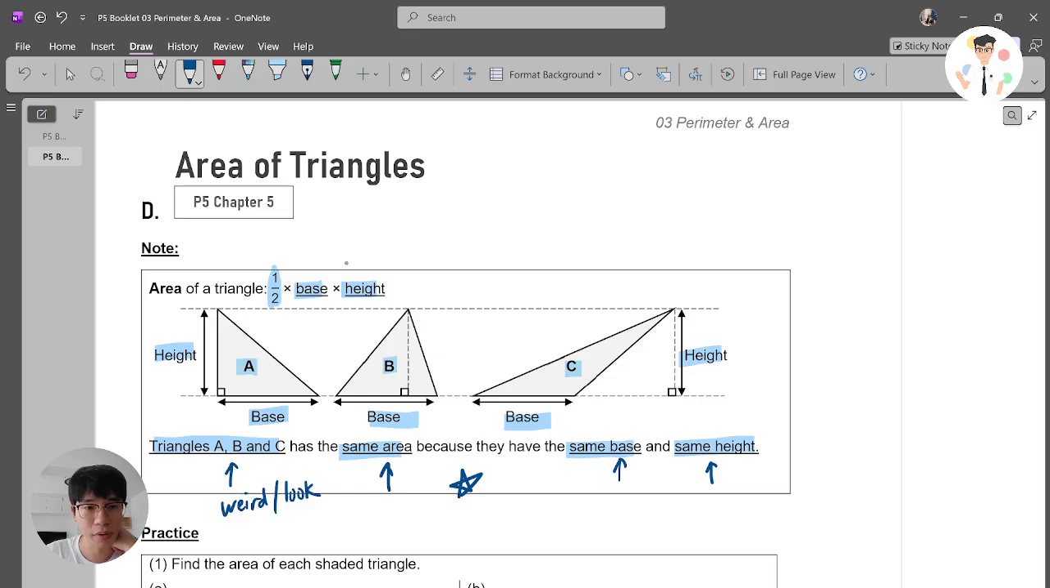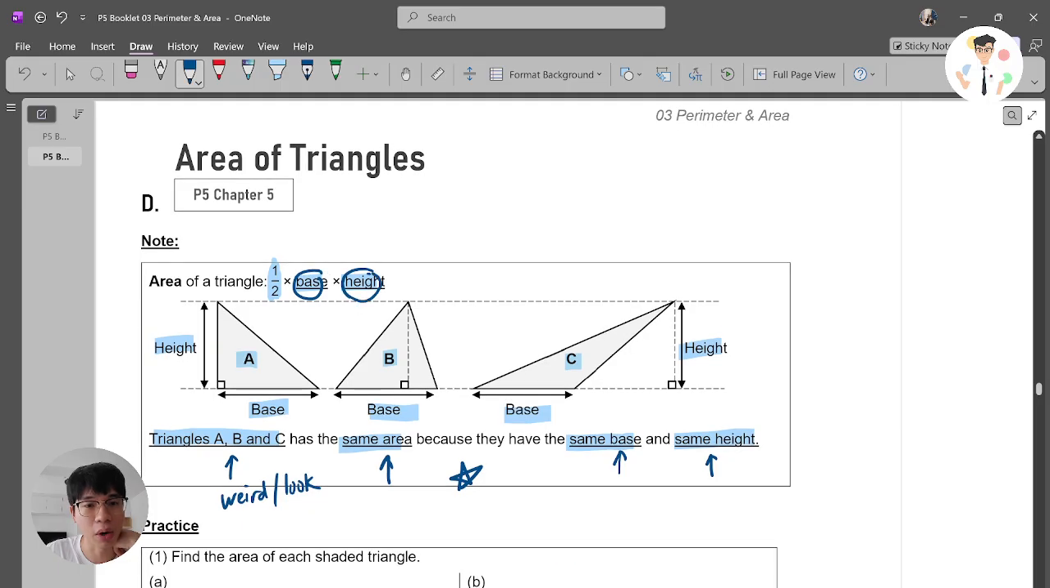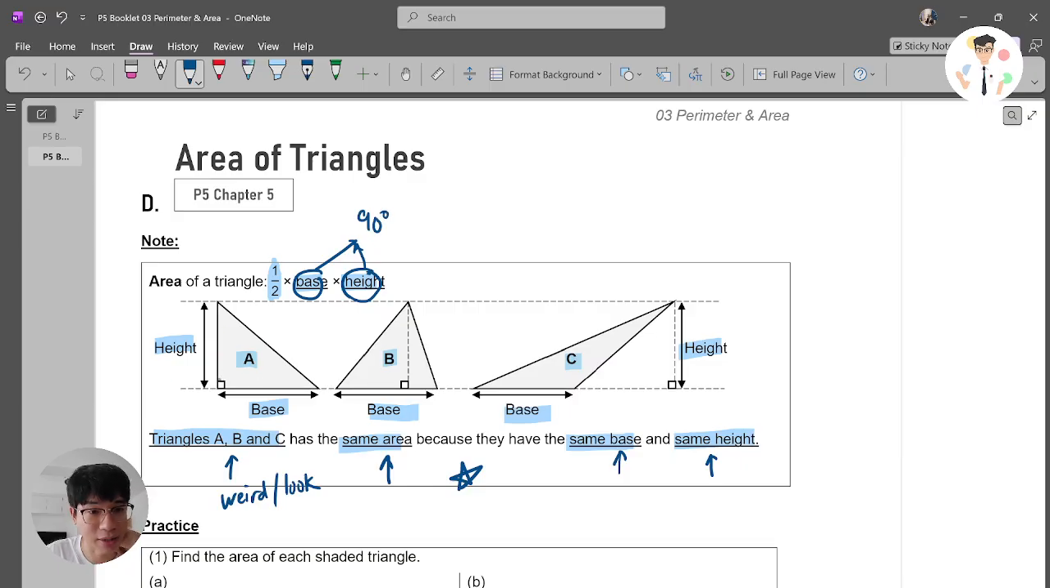Okay? Now, what I also want to remind you is that this base and this height actually always form 90 degrees. So as you can see here, this is base, this is height, this is 90 degrees. This is base, this is height, that's why it forms 90 degrees.